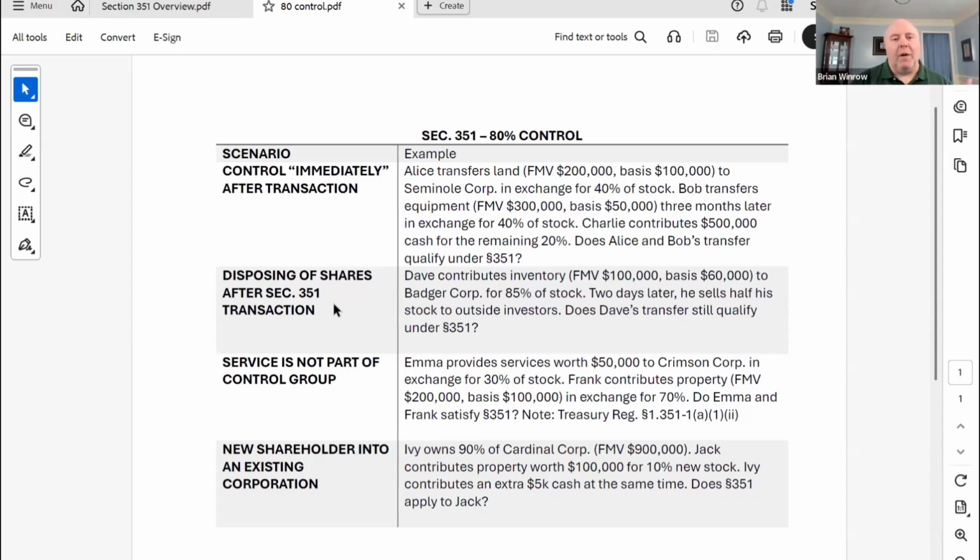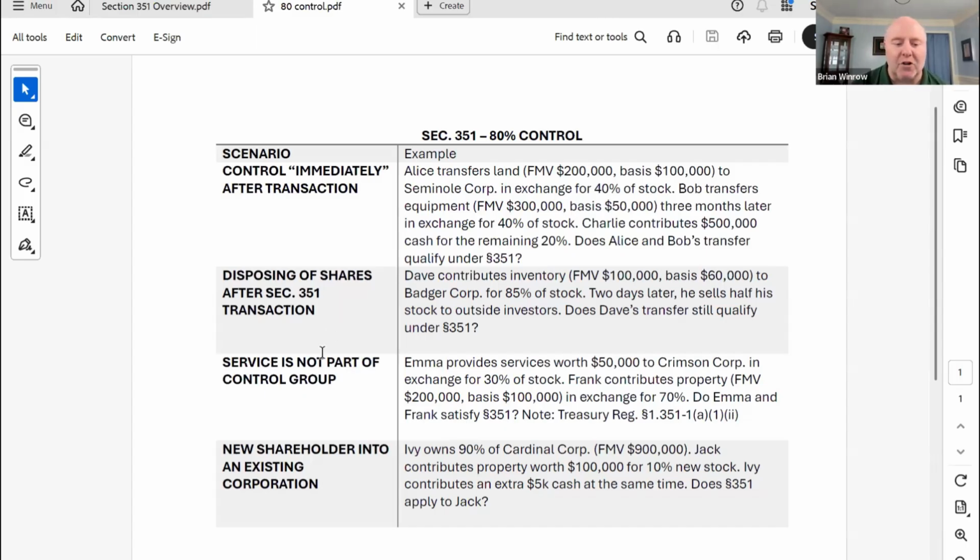If Dave, at the time of the 351 transaction, had to sell those to a third party, well, then it wasn't really a 351 transaction, because Dave is just trying to avoid recognition. So as long as you're not under a pre-existing obligation when 351 is created, then you can dispose of those stocks freely and you're not going to run into any issues. It will not disqualify you from Section 351. All right, let's look at the third one.